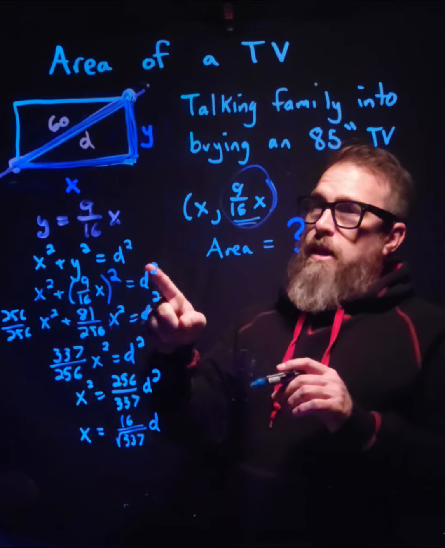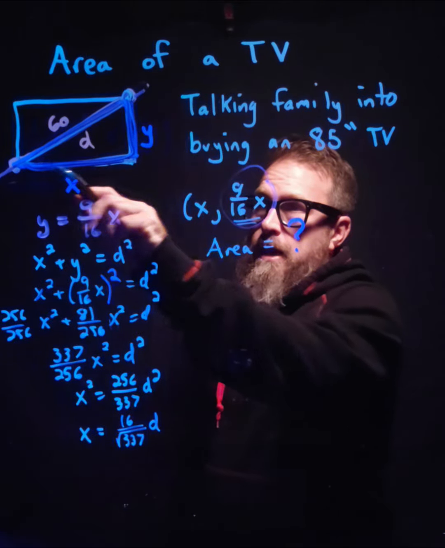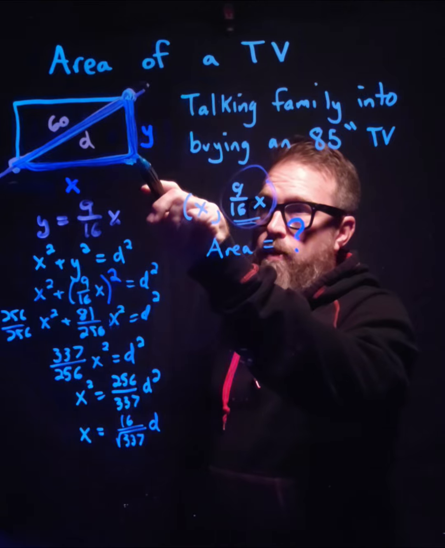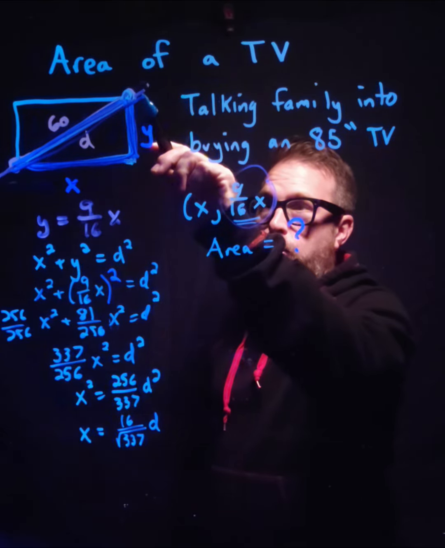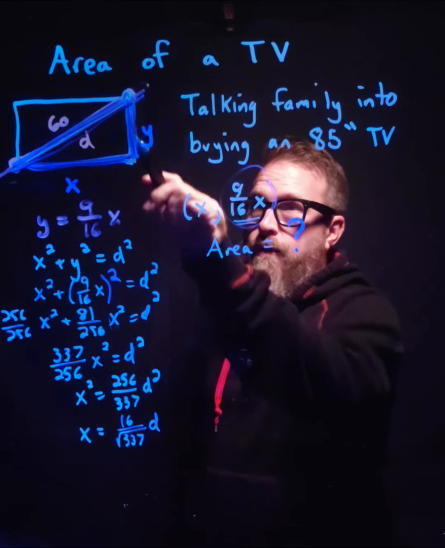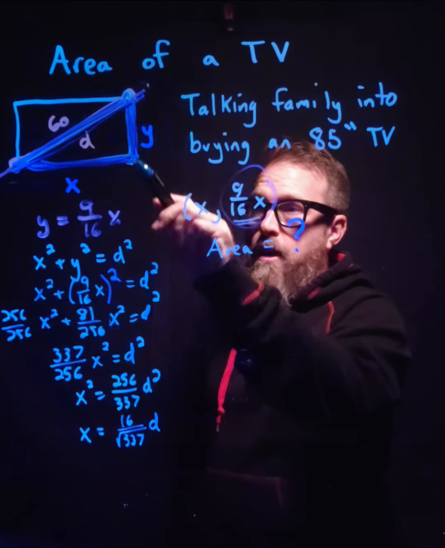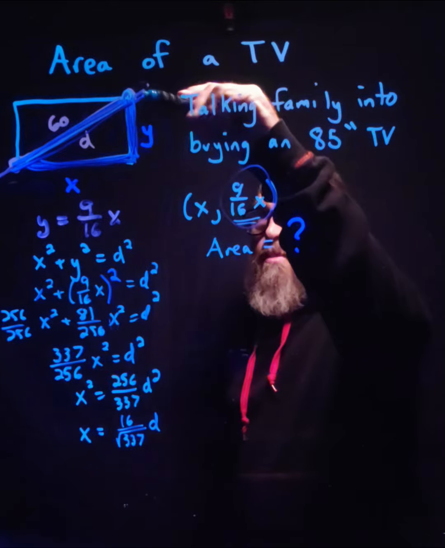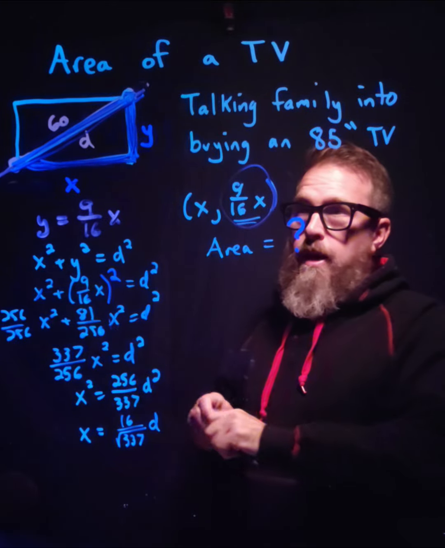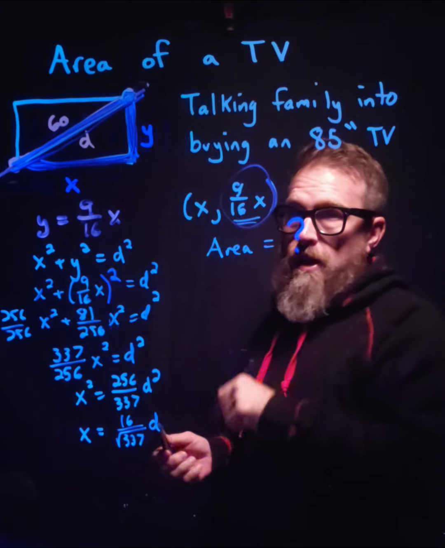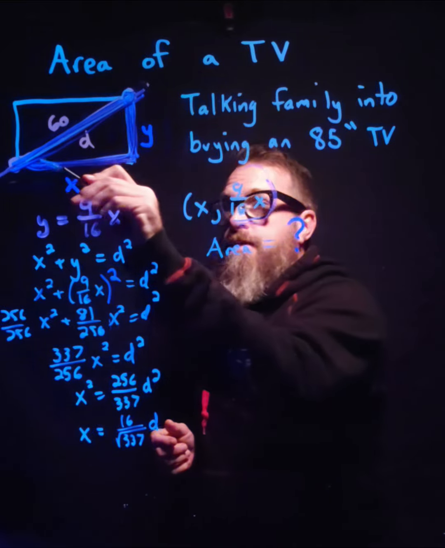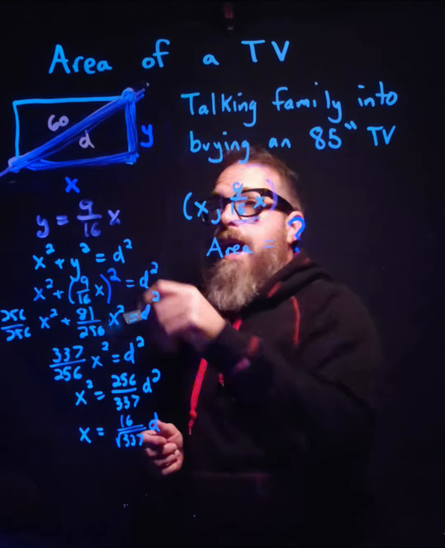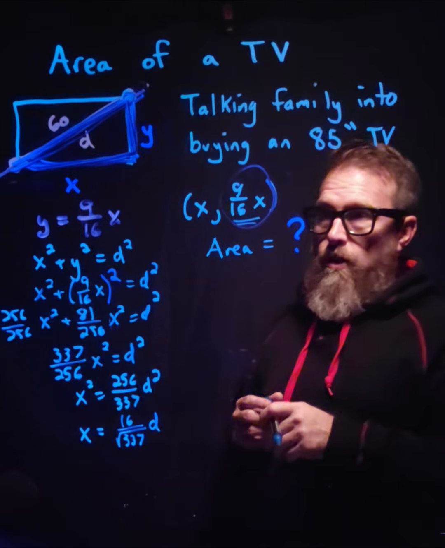So we know that a TV has a 16 by 9 ratio. That means that I have a line running through the origin that has a rise of 9 and a run of 16. So there's our line, y is equal to 9 over 16 x. So that means this point right here, in general, is some x comma 9 over 16 x. Now, since I have this triangle that I've highlighted, I can write x as a function of d.